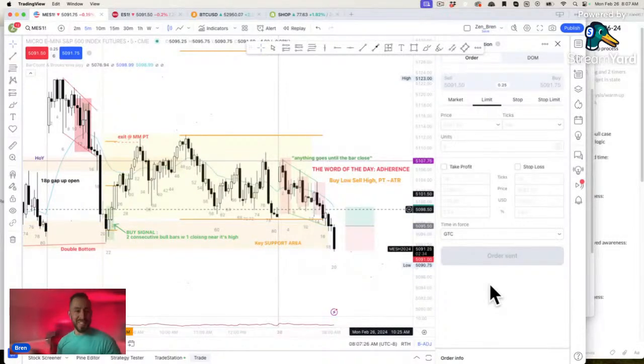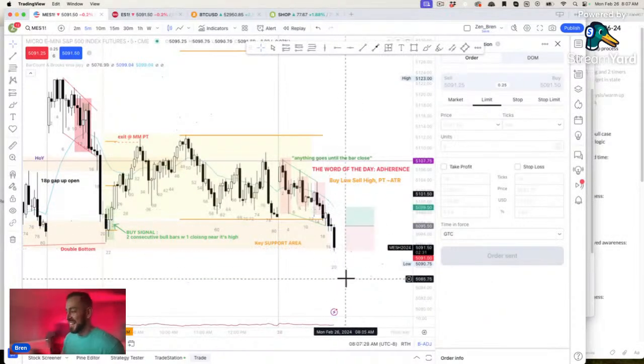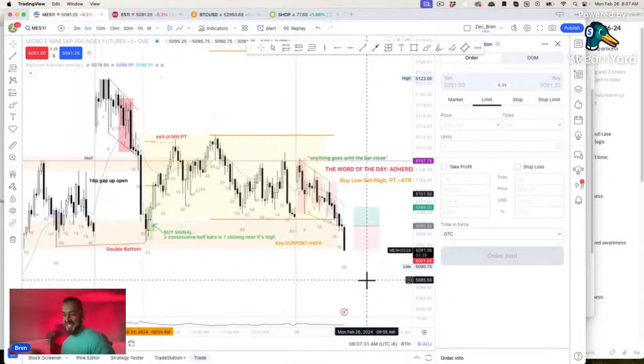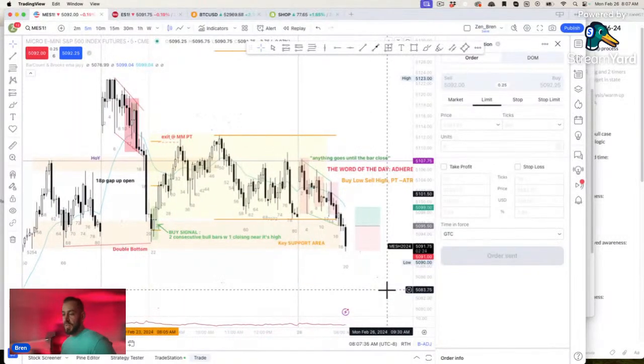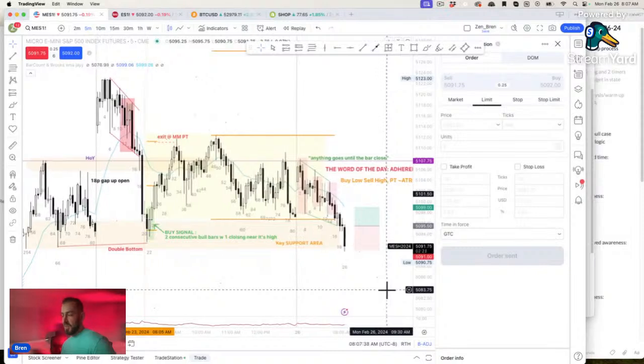And that's why you use a stop loss. That's why you use a stop loss, to protect yourself. Now I could see the reversal happening here. So let's wait and see.